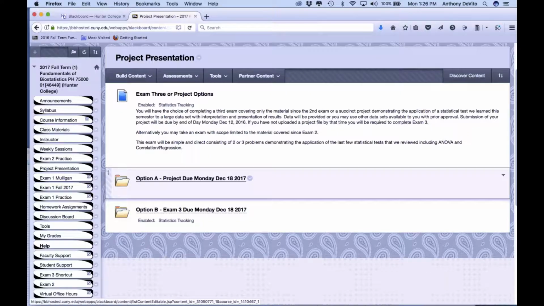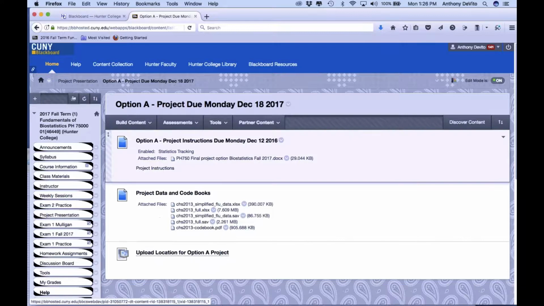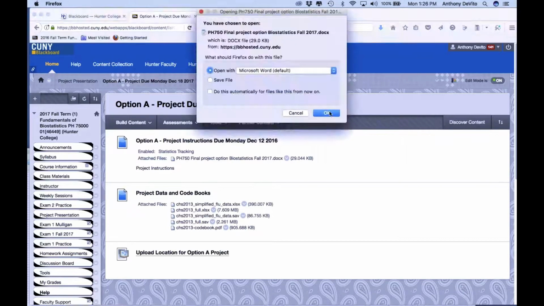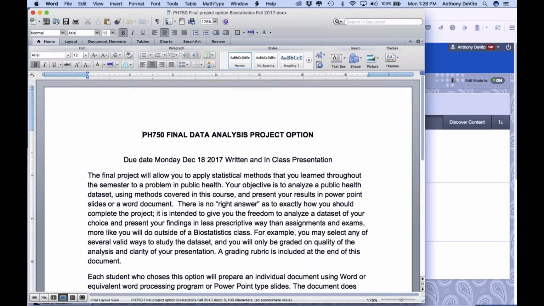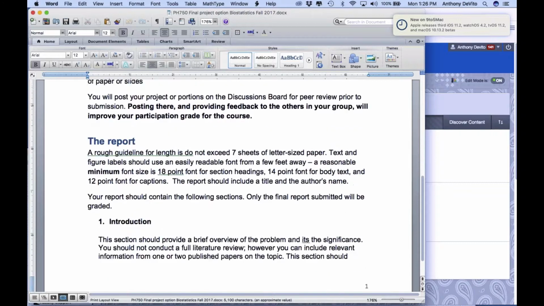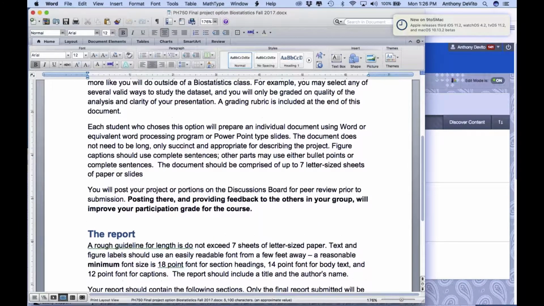So what do you do? If you look in here, option A, there's a description. And the description says, what do you got to do? Well, it's going to be 5 to 7 pages, right? But keep in mind, we're making a poster. It's not something somebody's going to sit down with a magnifying glass and read. They're going to be standing a couple of feet away, right?